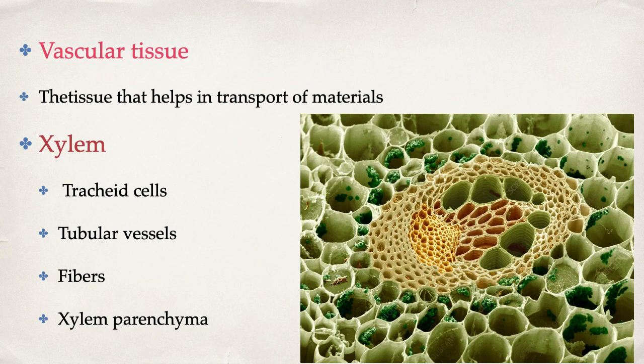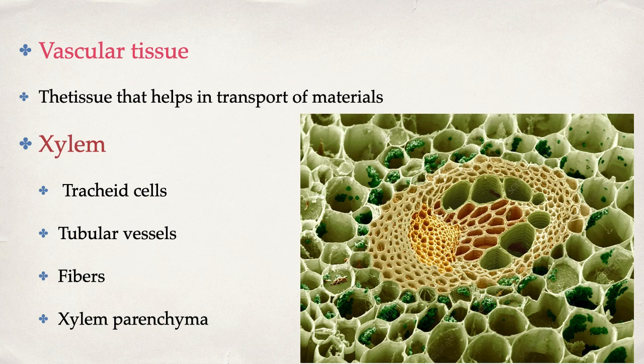Now, the next tissue is vascular tissue. The tissue that helps in transportation of material is called vascular tissue. This vascular tissue consists of xylem and phloem. First, we'll discuss xylem. Xylem is responsible for the transportation of materials away from the root. That means xylem conducts water and minerals from the root system to the shoot system. This xylem is made up of different types of cells like tracheids, tubular cells, fibers, and xylem parenchyma.